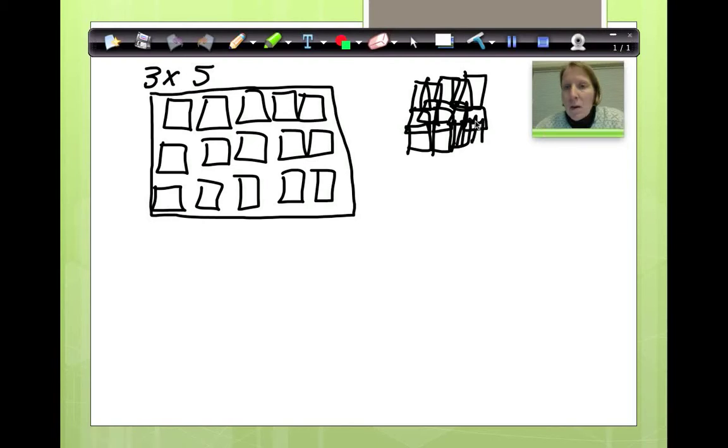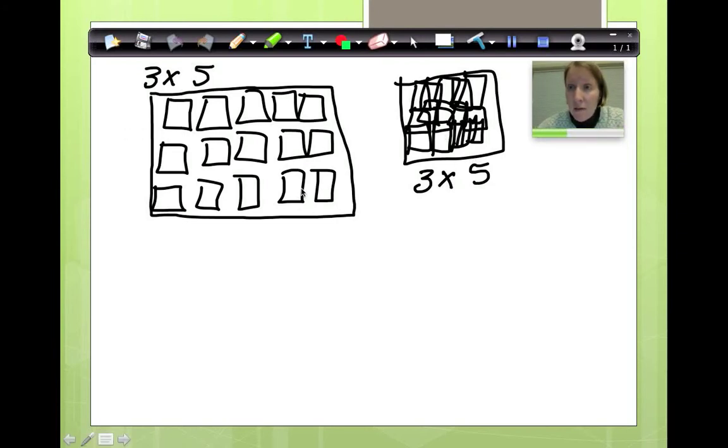Okay, now, just by looking at them, which one has a larger area? This is a 3. This one is a 3 by 5. So 3 groups of 5. I did 3 groups of 5. This one's 3 groups of 5. Which one has a larger area?